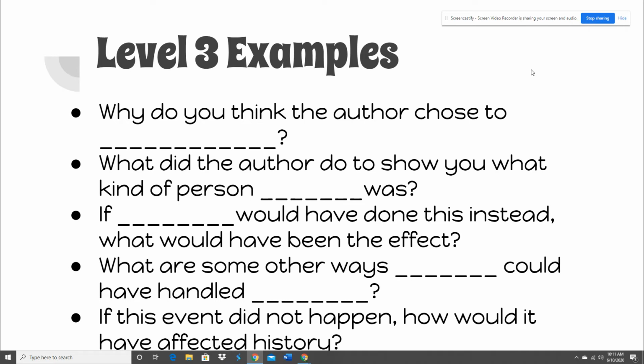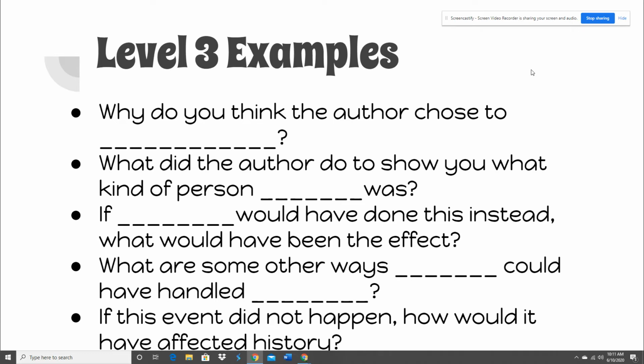What are some other ways blank could have handled blank? This is personal. What are some other ways the United States could have handled World War II? What are some other ways that the United States or Germany could have handled Adolf Hitler? If you know his story, you know that he came to power very quickly in some very questionable circumstances. That's something to research if you're interested. And what other ways could they have handled him?